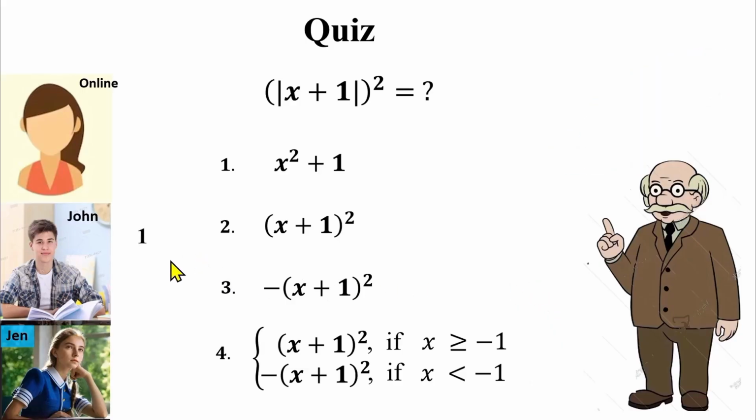John said option 1. Jen reports option 2. And online student report option 4. So 3 different answers, which is correct. Correct is option 2, and we will use it for calculations.